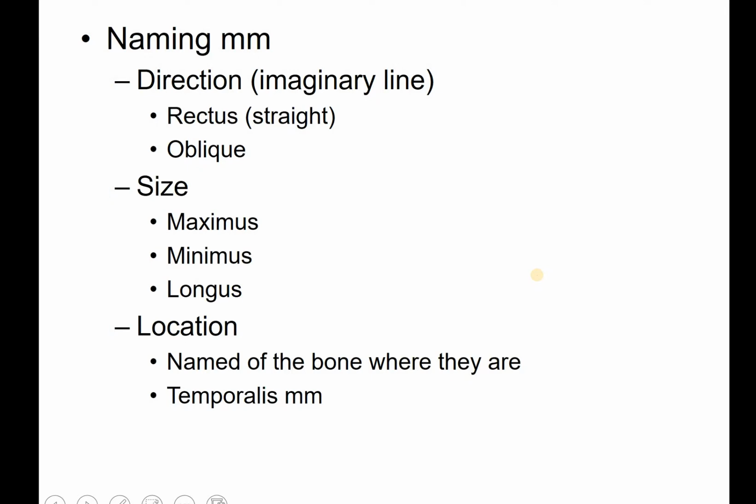Okay, we also name muscles based on their direction. Some muscles are named because they run straight up and down, like rectus: rectus abdominis, rectus femoris. Some muscles run diagonally. Fancy word for that is oblique. So then they'll give it an oblique name, like external abdominal obliques.